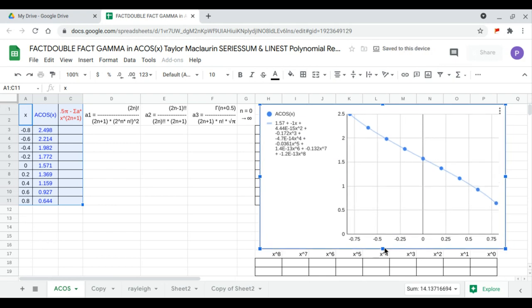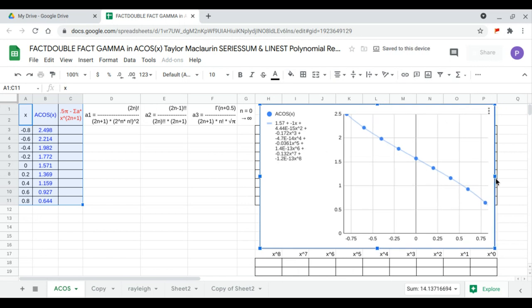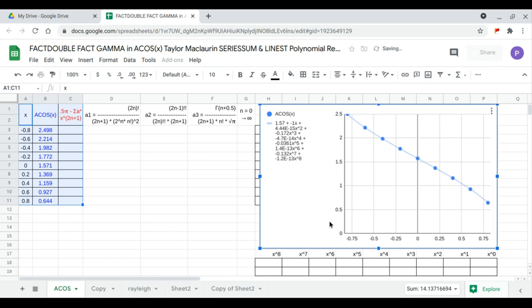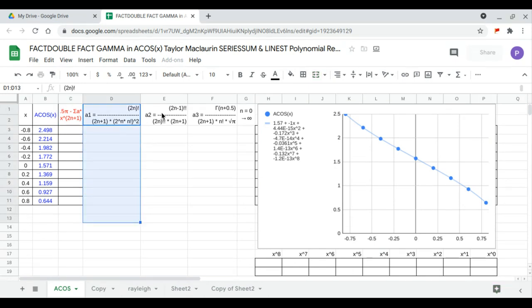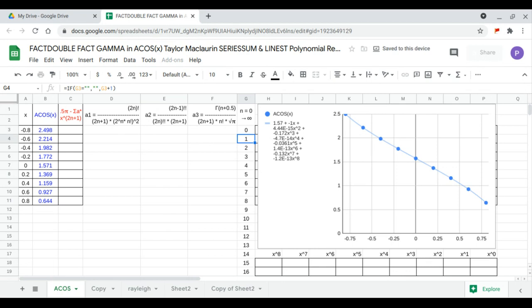And next we will calculate the Taylor-Maclaurin series sum expansion of this. Which is 0.5 pi minus the summation of a times x to the power 2n plus 1, where a, the coefficient, can be factorial, double factorial, or gamma, and the value n, 0 to infinity. In this case, 16 is good enough for approximation. So we continue with the gamma coefficient.